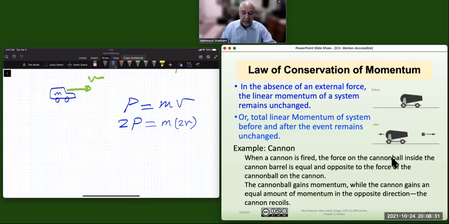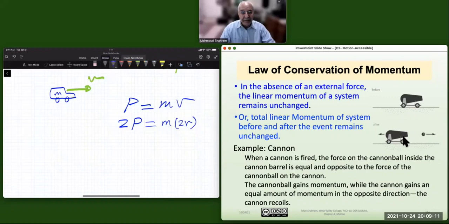Now let's look at an example. A simple example is a cannon and a cannonball. You have a cannon here, you have a ball inside, and you have powder in there. You fire the powder, and an explosion happens inside. It applies force inside to both of these. So there is no external force, it's an internal force now. What happens here? It pushes the cannon backwards and the cannonball forward.